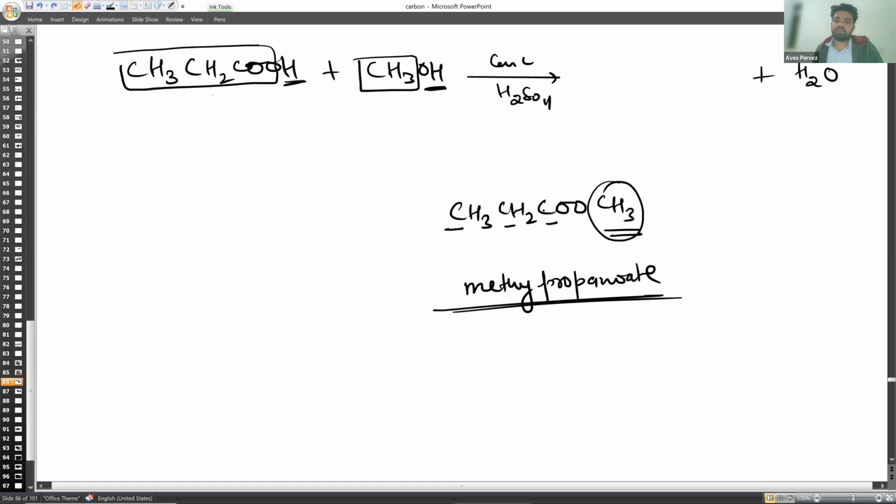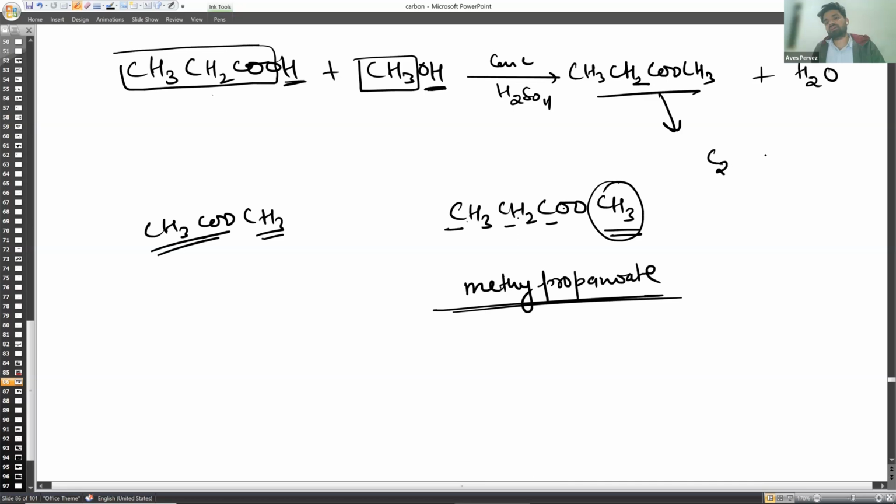Ethanoate will be this one: if we have CH3COOCH3, this is methyl ethanoate. But this has three carbons, so it will be methyl propanoate, CH3CH2COOCH3. It can be written this way: C2H5COOCH3. Okay, got it? Yes, sir.